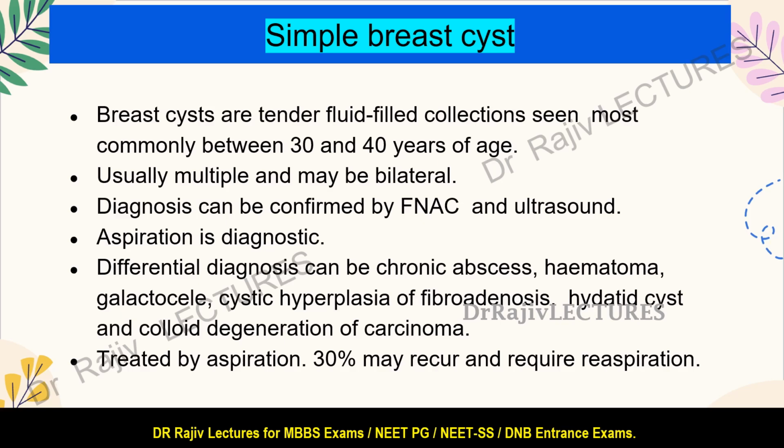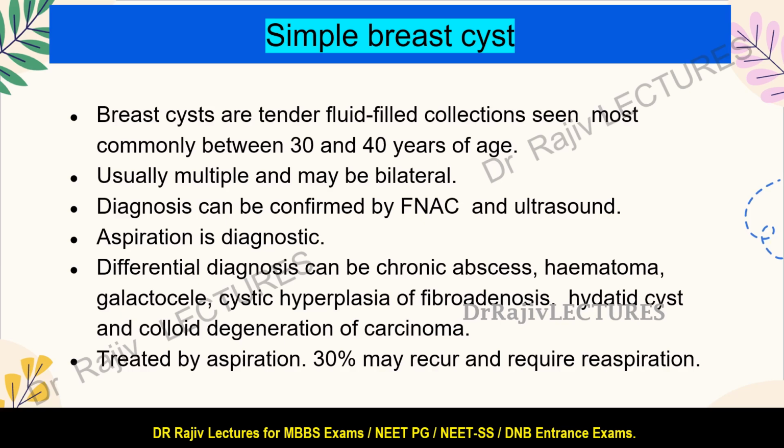Simple breast cysts present as tender fluid-filled collections. These are seen most commonly in the late reproductive life, usually between 30 and 40 years of life, because of the involution or shrinkage of stroma and epithelium. They are usually multiple, maybe bilateral. They typically present suddenly and cause great alarm. They can be confused with breast cancer.